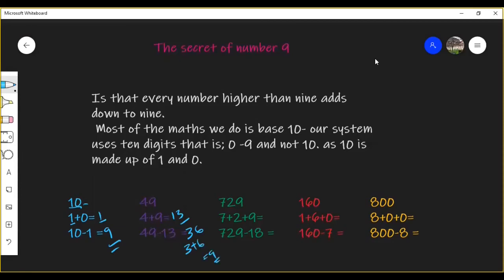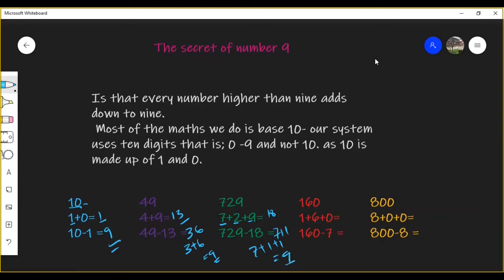Comes back to 9, yeah? Let's take a bigger number, 729. 729 is just made up of 7, 2, and 9, which, if you add them, gives you 18. Now, if you take 18 and subtract it from 729, it gives you 711. Now, if you add 7 plus 1 plus 1, you get an answer of 9. Crazy, yeah? I love it.